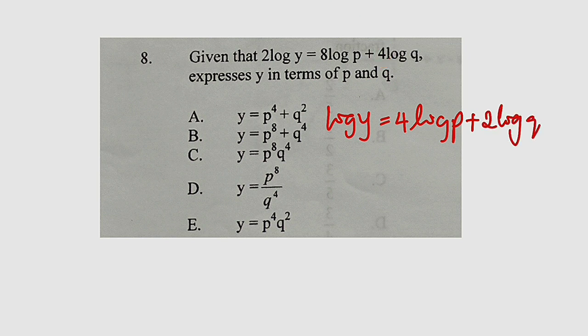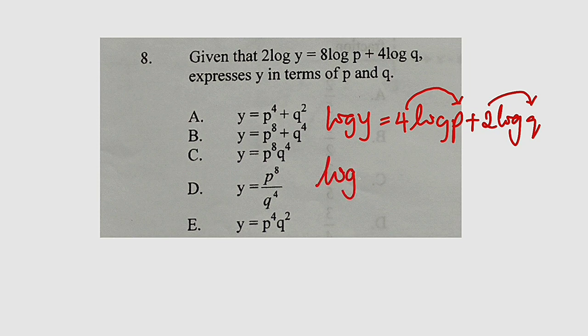So since 2, 8, and 4 have a common factor of 2, we can divide every single term by 2. If you divide this by 2, you have log of y equals 8 divided by 2 is 4 log of p, then 4 divided by 2 is 2 log of q. Then these numbers can serve as powers of these arguments according to one of the laws of logarithm.